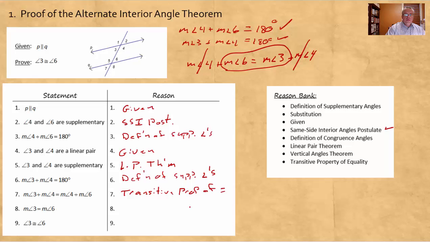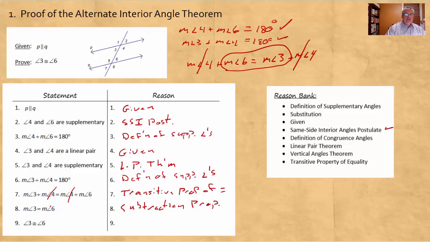Okay, now we can cancel the 4s. When we did that, we subtracted a number from both sides. That's the subtraction property of equality. Whoops, that's not in my reason bank, but we need that. So subtraction property. Sorry about that. Okay, then we get 3 is congruent to 6.